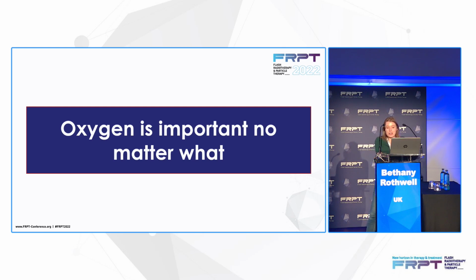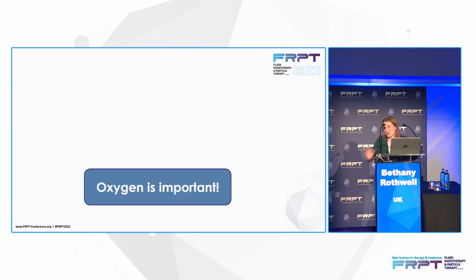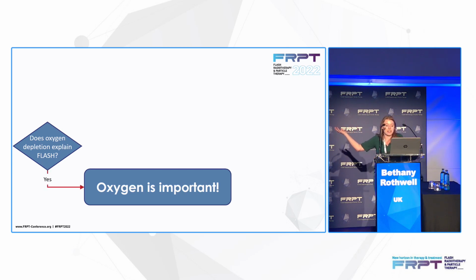So there's a lot of debate about the mechanism for flash. We've got a lot of really good long-standing theories. We've heard some really great new ones. But the one thing that they all have in common is that they're all to do with oxygen. So for example, does anyone think that oxygen depletion explains flash? Well, if yes, then yes, that's definitely an effect where oxygen is important.